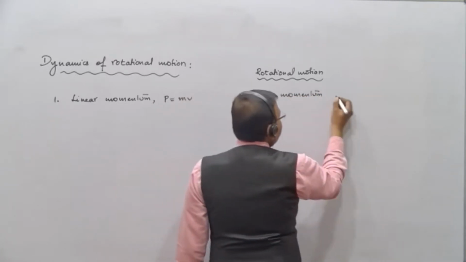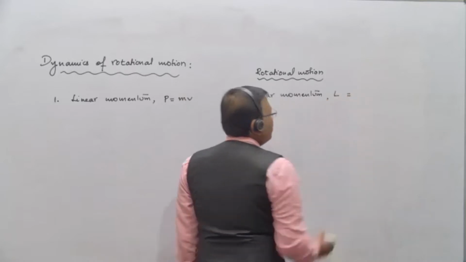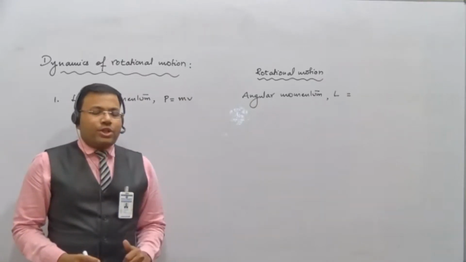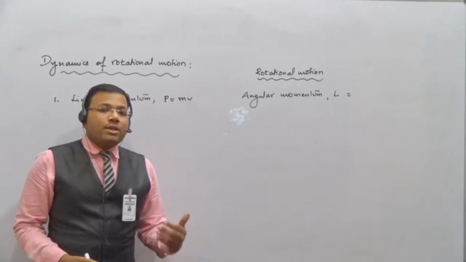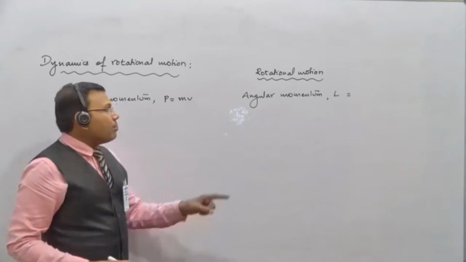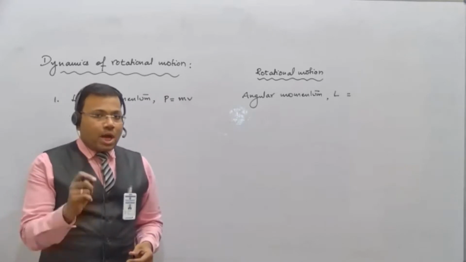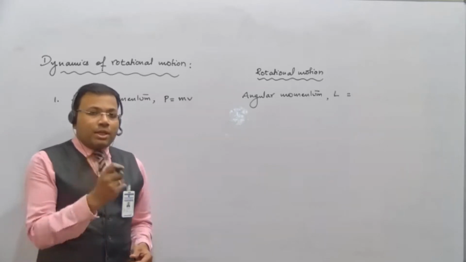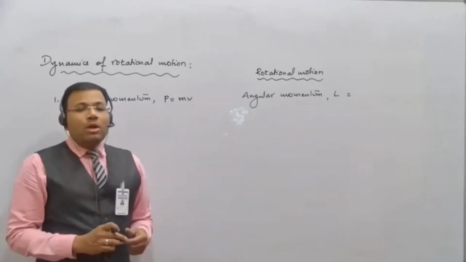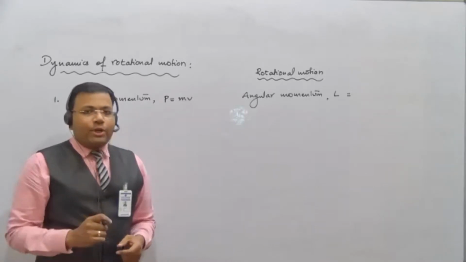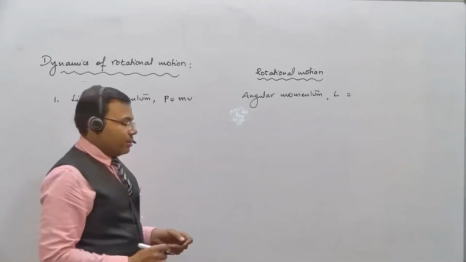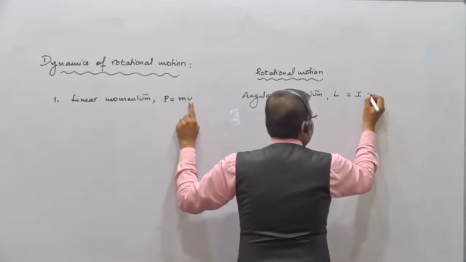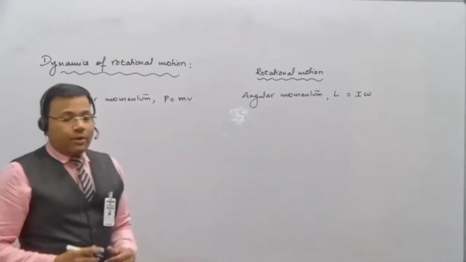Angular momentum, we denote this angular momentum by L, that is equal to, pay attention, what is this mass? Mass is the measure of inertia. But here in rotational motion, we don't consider mass, we consider moment of inertia. That means in place of m, you have to write I. I repeat once again, here in linear motion, we say the mass, and here in rotational motion, we speak about the physical quantity moment of inertia. So m is replaced by I here. And this is the linear velocity, so therefore here I will write angular velocity. I hope you have understood.